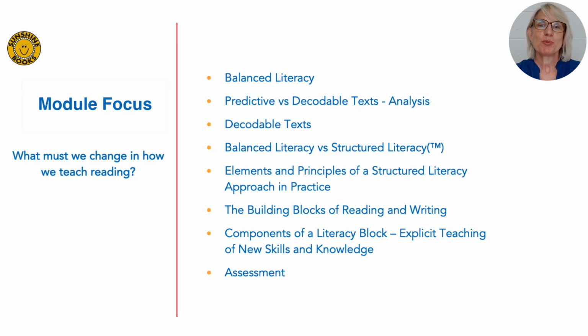In this module, we begin by examining balanced literacy and its key features. We then analyse predictive and decodable texts, highlighting the differences between them and why those differences matter for early readers. From there, we take a closer look at decodable texts and their role in supporting novice readers. We compare balanced literacy and structured literacy, exploring what is similar and what is different in both approach and practice.